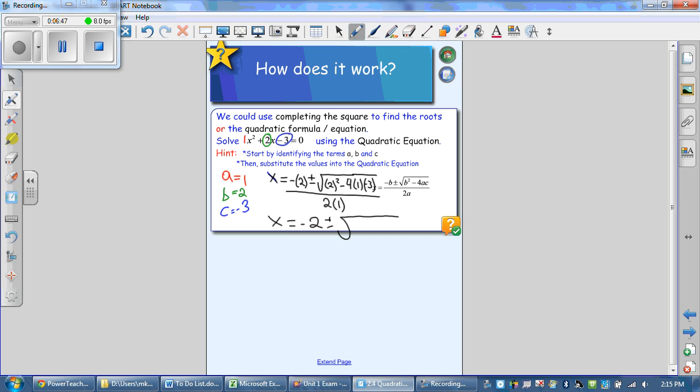2 squared is 4. Minus 4 times 1 times negative 3 would be negative 12. So minus negative 12. That's going to change it to a positive. Sorry, it's kind of faded there with the sign here. That's why using brackets is so important. Then divided by, what's 2 times 1? 2.